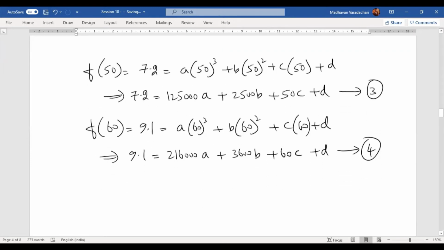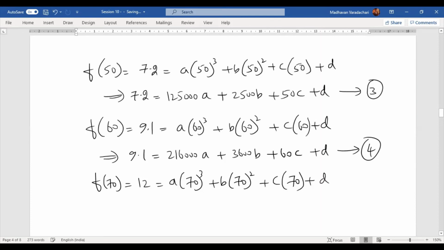Similarly, f of 70 is given in the question as 12, which is equal to A times 70 cube plus B times 70 square plus C times 70 plus D, which will be rewritten as 12 equal to 70 cube, 343,000 times A plus 4900 times B plus 70 times C plus D. Call it equation 5.